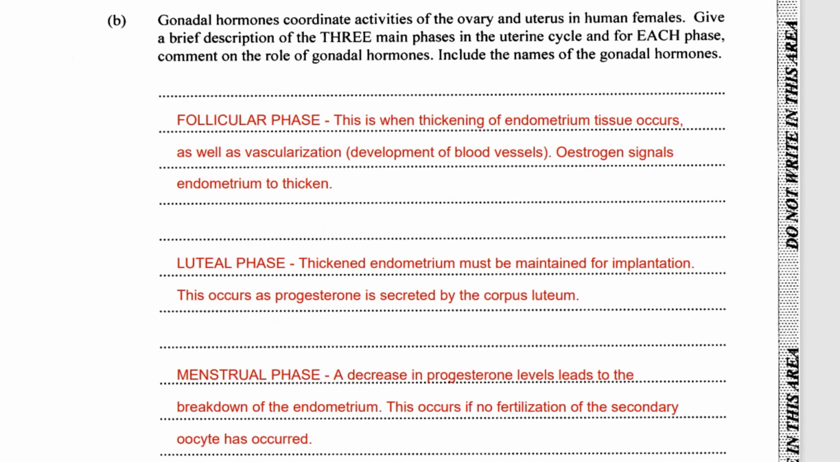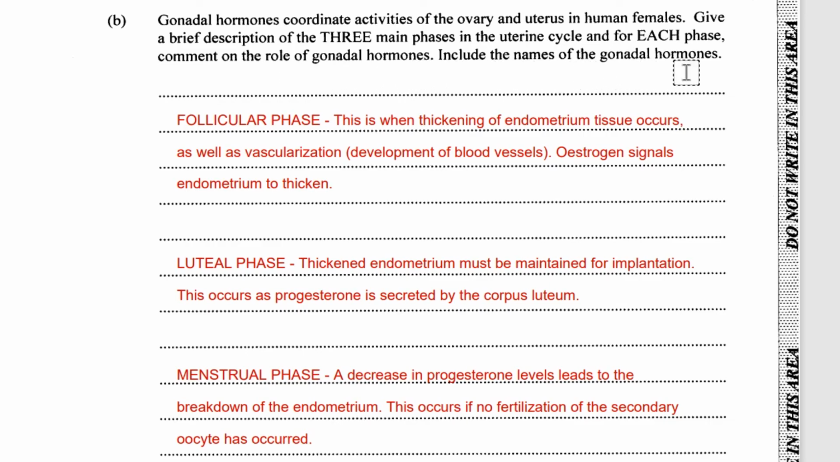Our final question here is B. 6B, gonadal hormones coordinate activities of the ovary and uterus in human females. Give a brief description of the 3 main phases in uterine cycle, and for each phase comment on the role of gonadal hormones. Include the names of gonadal hormones.